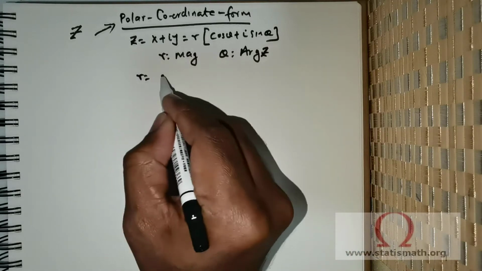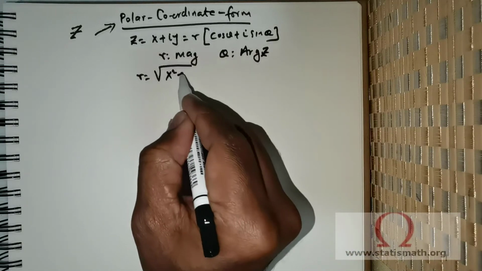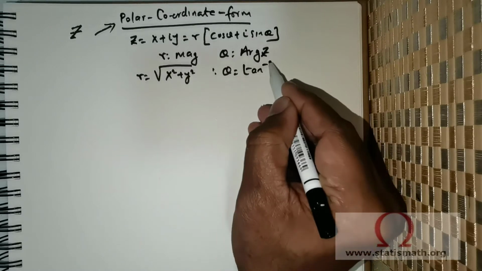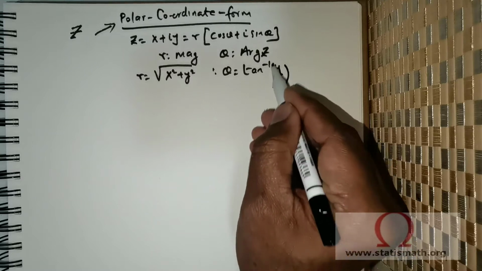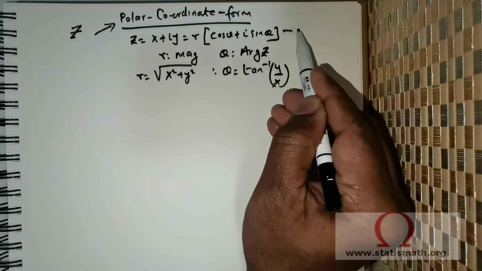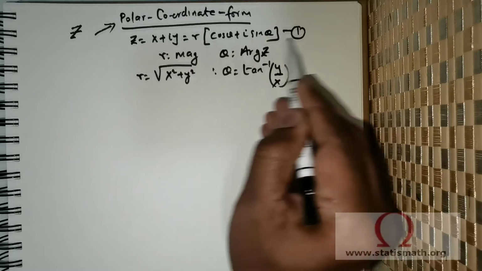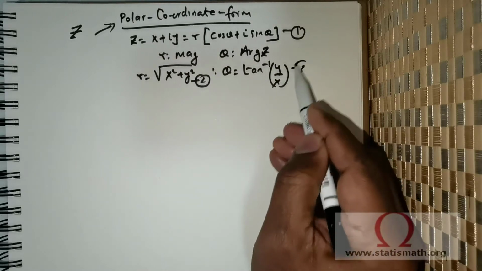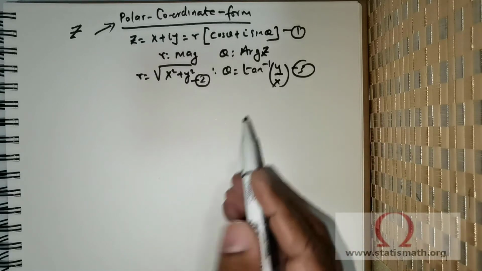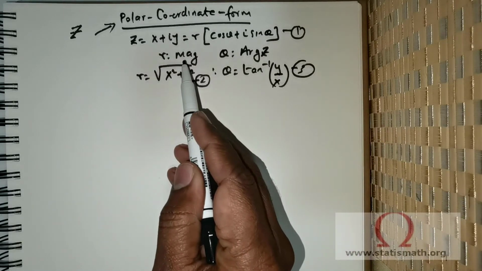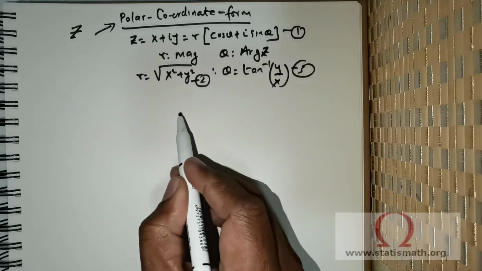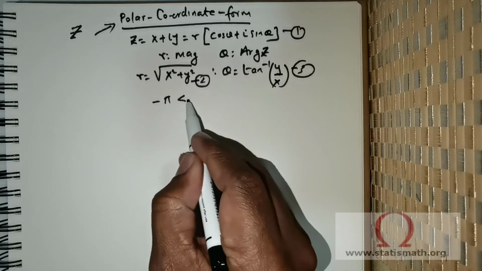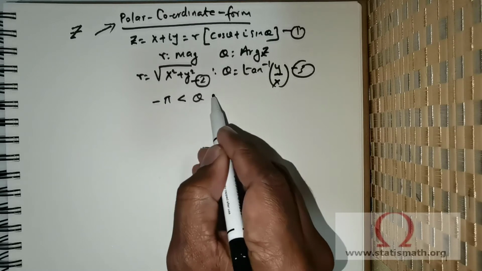Now r has a formula, which is the root of x squared + y squared, and theta has a formula, tan inverse of y divided by x. So these are some of the important points that you have to know. This is knowledge point number 1, this is point number 2, and point number 3. Of course it is easy to compute r, but with regard to the argument you need to be a little bit careful, because the value of theta should lie between negative pi and positive pi.